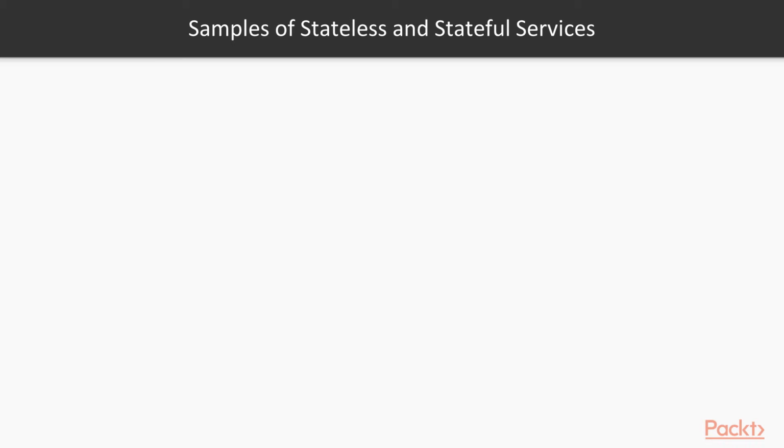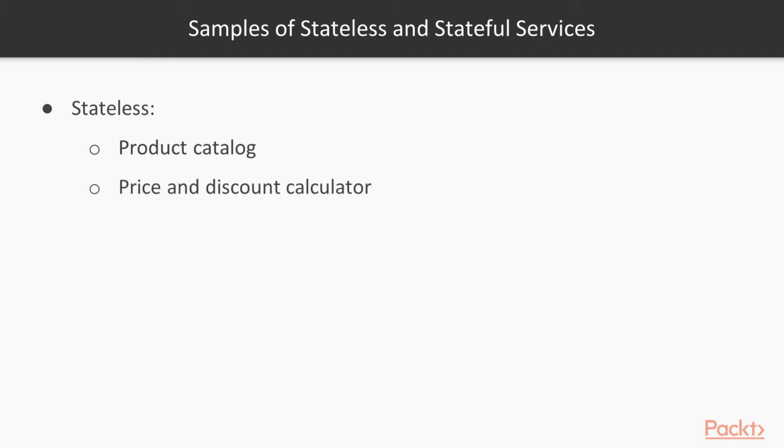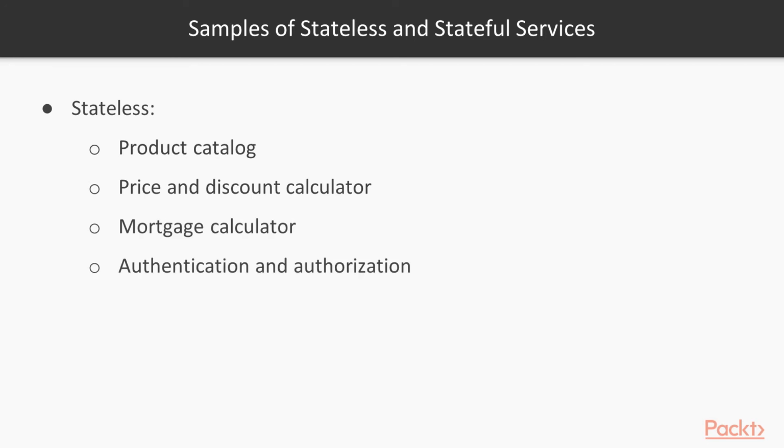Some examples of stateless and stateful services. Let's look at the stateless services first. A typical stateless service could be something such as a product catalog, or a price and discount calculator, or a mortgage calculator. It could be an authentication and authorization service, or it can be any service that filters or maps incoming data and returns the resulting dataset.